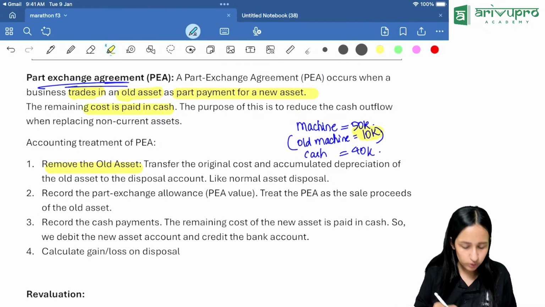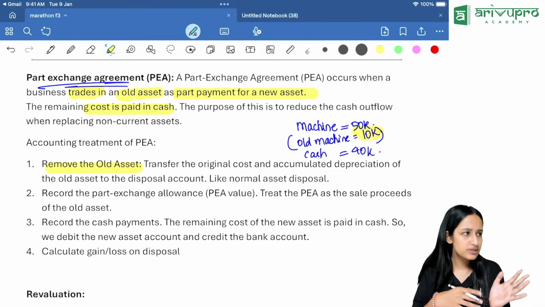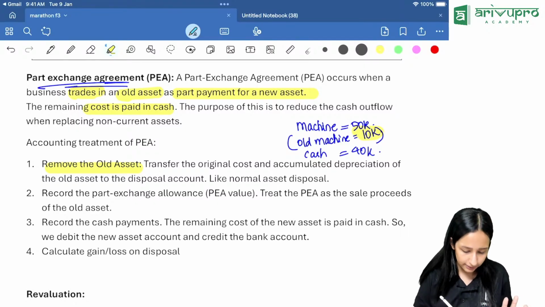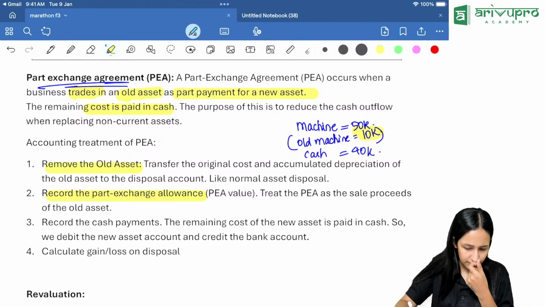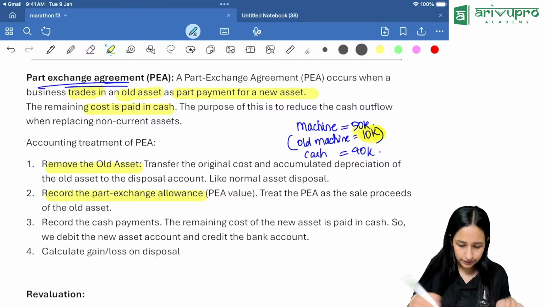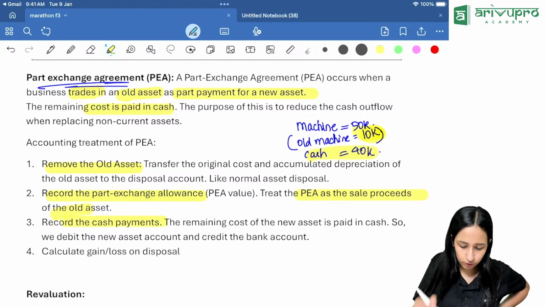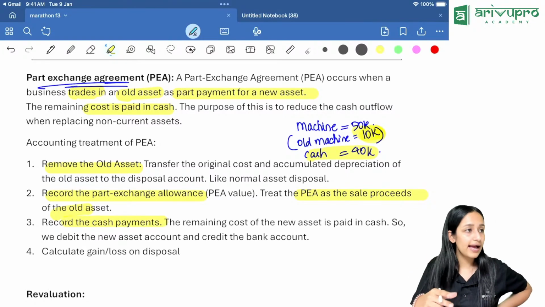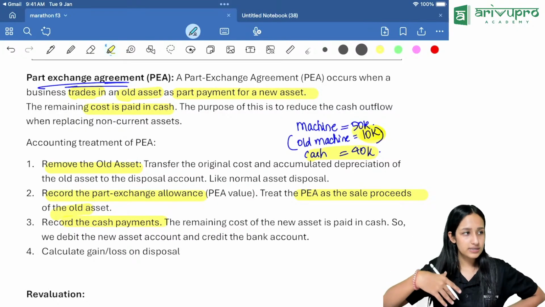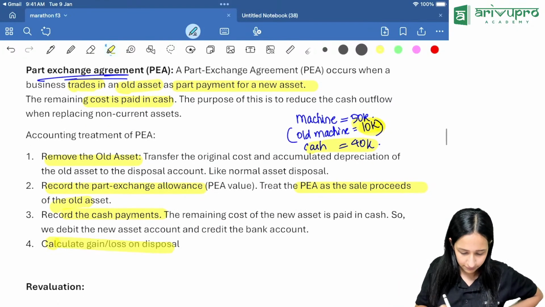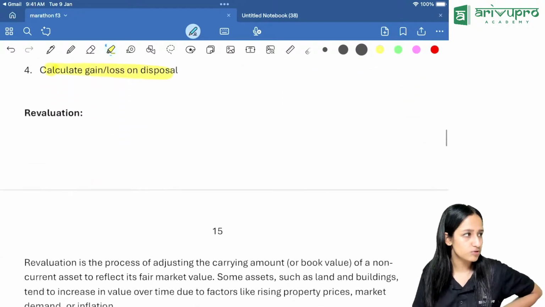First, we'll remove the old asset. We will take it out from our books like the normal disposal method, and then we'll record the part exchange allowance, that is PEA 10,000. We'll treat it as sale proceeds of the old asset. Then the new cash payment, that 40,000 that we paid, we'll record as buying a new asset. And then finally we calculate the gain or loss on disposal.